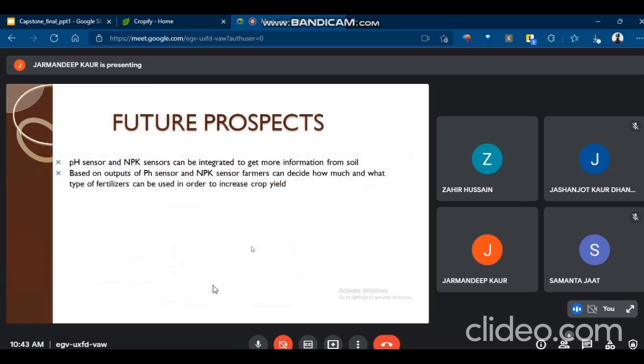And for the future prospects and extension of this project, we can integrate pH and NPK sensors, and also, based on the values of the NPK and pH, we can tell farmers the type of fertilizers they can use for better soil efficiency.